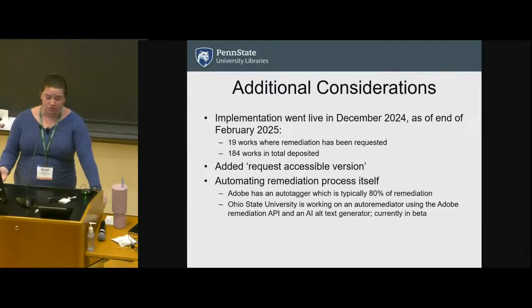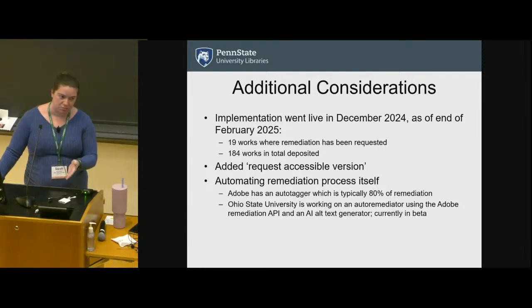We are closely following, though, Ohio State University, which is working on their own auto remediator. They are still using that Adobe Auto Tagger, so it would still have a cost associated with it. But they're also using an AI alt text generator. So it covers a little bit more of that remaining 20% as well. It gets you a little further. That work is currently in beta. We are keeping an eye on it very closely. Their initial stuff did look really promising. Again, it's just the cost piece of it.